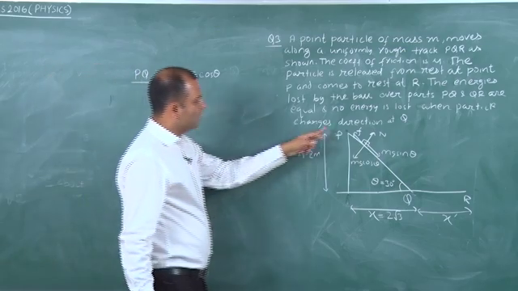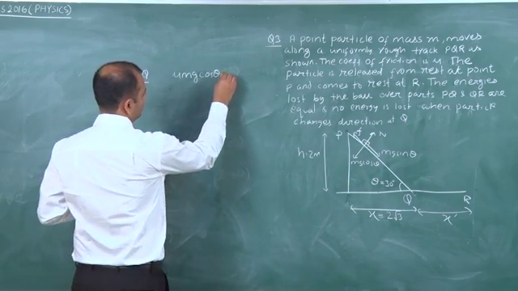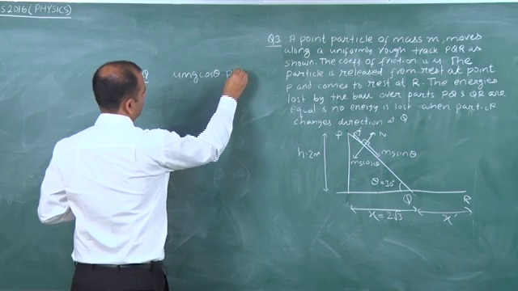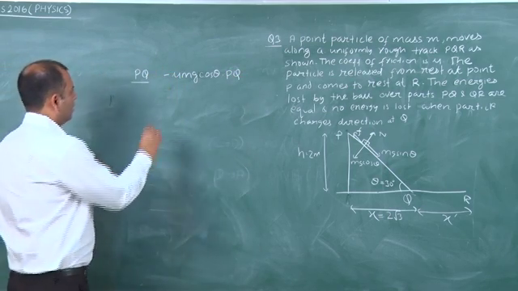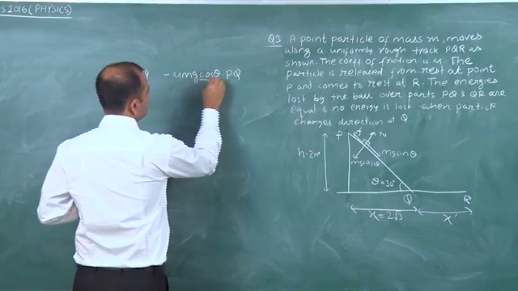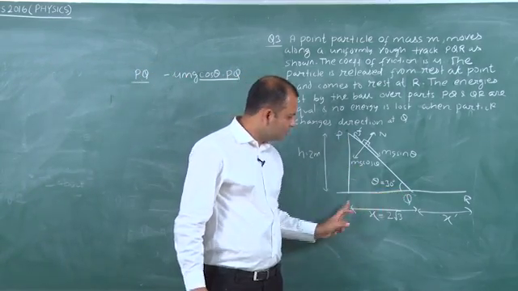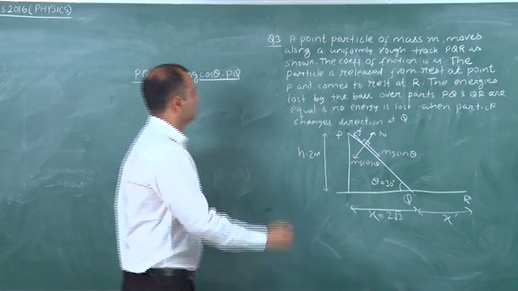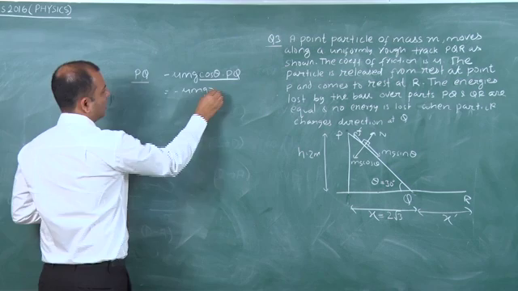Work done in moving from P to Q is simply mu mg cos theta into PQ, obviously with a minus sign. And what is the value of PQ cos theta? Well, PQ cos theta is nothing but x. So, this is equal to minus mu mg x.